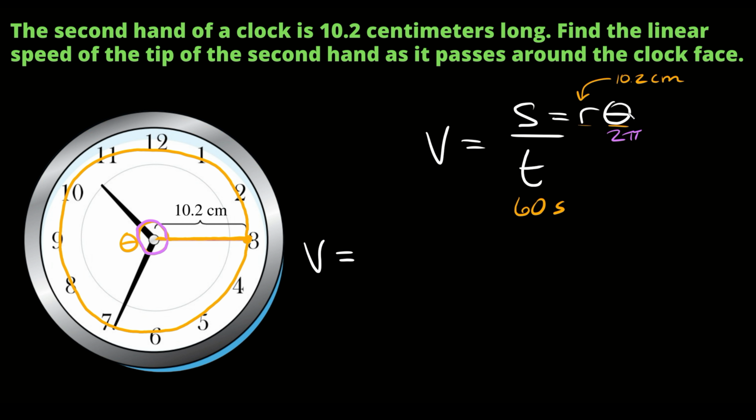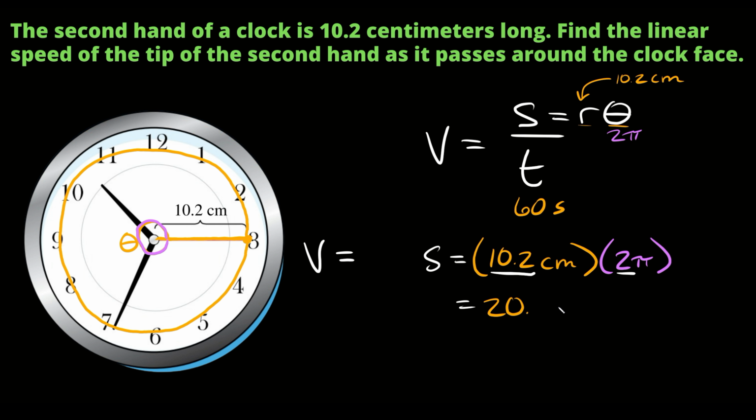Now that we've filled in the blanks, let's plug in what we know. First, to find the arc length, S is equal to 10.2 centimeters times 2 pi. 10.2 times 2 is 20.4. So the arc length is equal to 20.4, and don't forget we still have our pi there, and our units are centimeters. That's the arc length. And then we're going to divide this by the time, which again is 60 seconds.